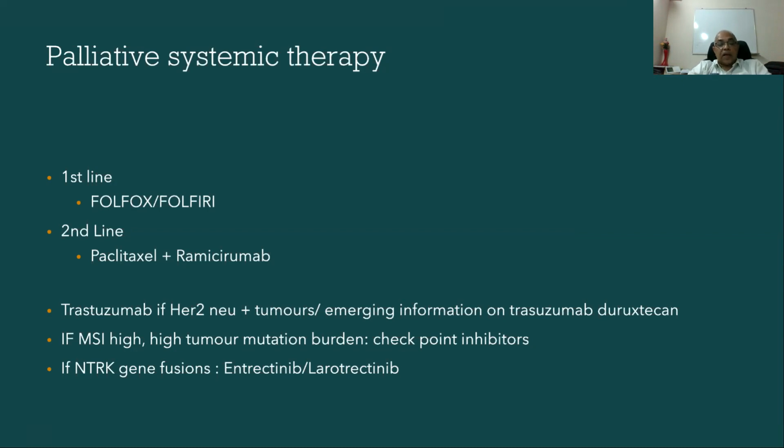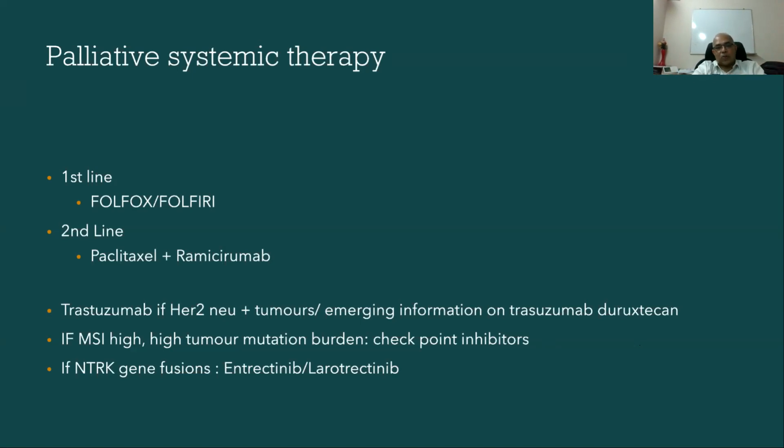Now, as I mentioned, if the tumor is MSI high, or if there is a high tumor mutation burden, or if the PDL1 is high, these patients can be offered checkpoint inhibitors like nivolumab or pembrolizumab. And these patients too might have a benefit of several months. Now, interestingly, with these checkpoint inhibitors, there's about one third of the patients who respond to the checkpoint.